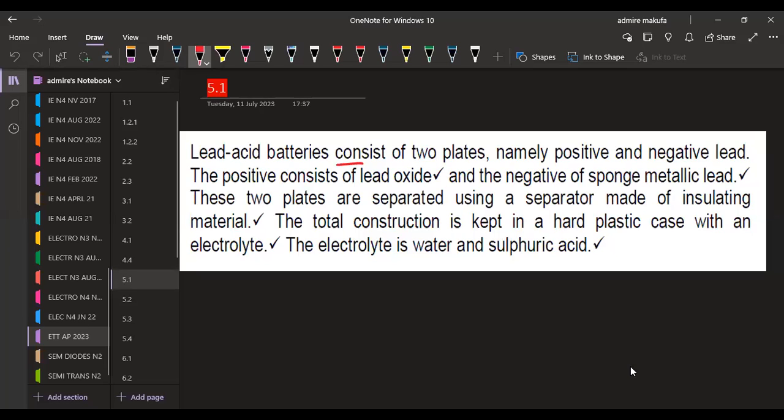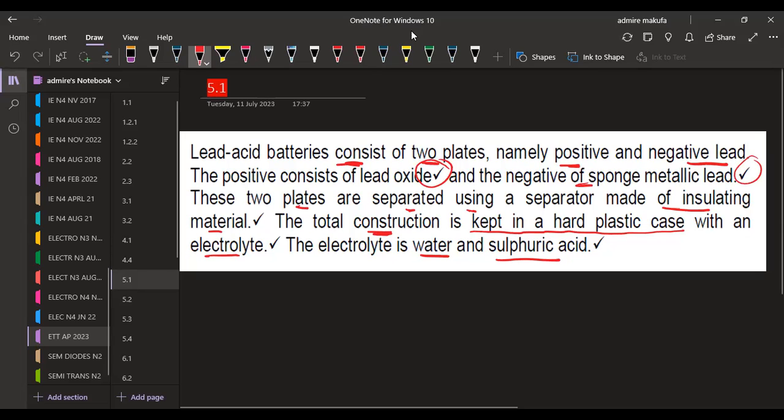So lead acid batteries consist of 2 plates, namely the positive and the negative. The positive consists of lead oxide and the negative of sponge metallic lead. These 2 plates are separated using a separator made of insulating material. The total construction is kept in a hard plastic case, take note, with an electrolyte. The electrolyte is water and sulfuric acid. So these are the major points that you are not supposed to miss in your labeling or listing in this case.